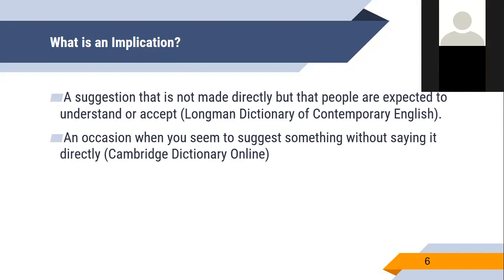An example would be something like, imagine somebody asking the question, are you coming tomorrow? And then the other person might say, I think so. That reply is an implication, and it implies that the person is not sure whether they're coming tomorrow or not.